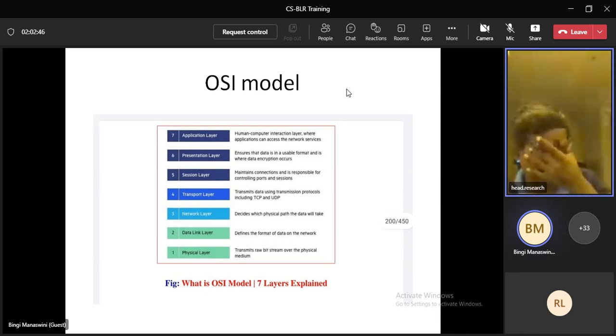And then the data is given to the data link layer. It defines the format of data on the network and converts it into frames.